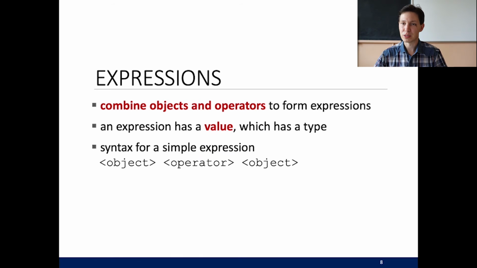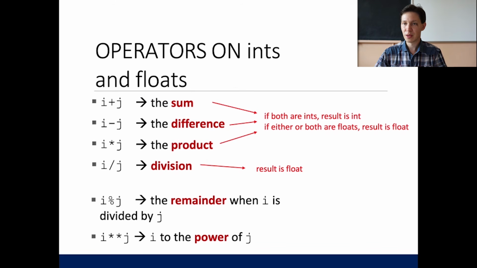Now we got to expressions. Expressions allow you to combine program objects and operations. When evaluated, expression has a value which has a type in turn, just like any other value in your program. Let's see which operations are available in Python for integer and float numbers. First, there are basic arithmetic operations, sum, difference, product, and division. It's worth mentioning, for sum, difference, and product, the result is int in case both operands are int, and the result is float in case both or one of them is float. For division, result is always float.